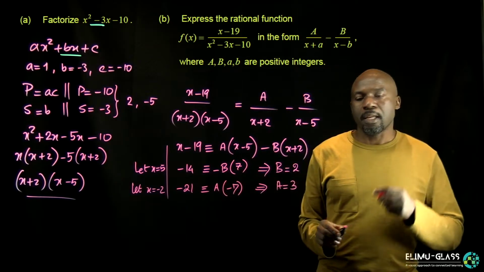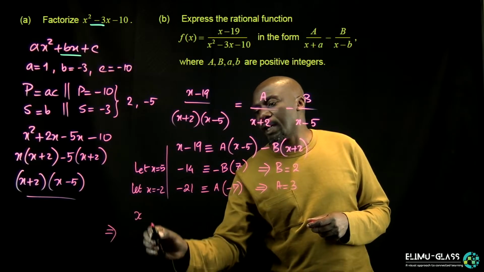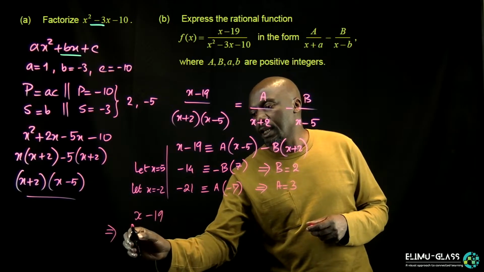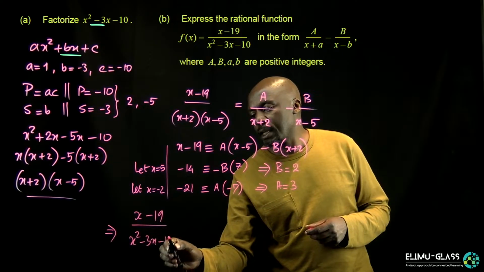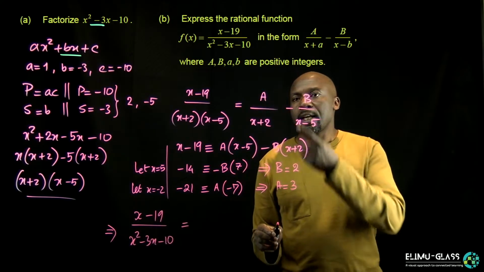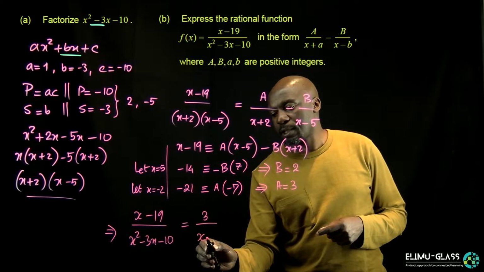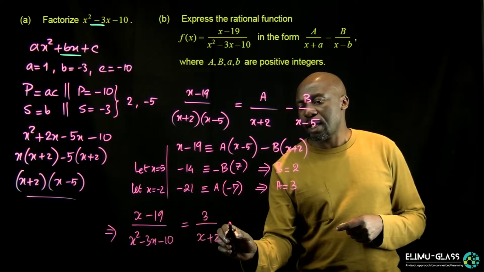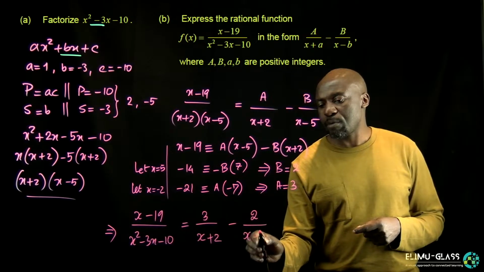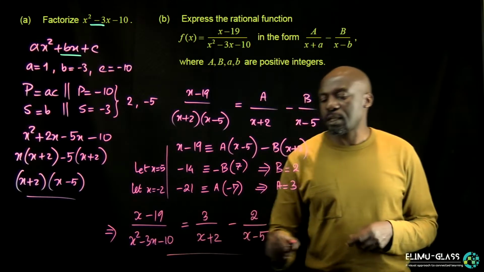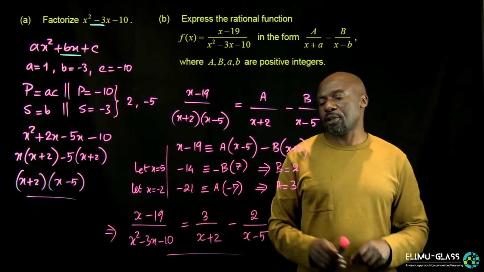And this means that our partial fraction expression, so this implies that x minus 19 divided by x squared minus 3x minus 10 can be expressed as, our value of a is 3, so 3 over x plus 2, minus the value of b is 2, so 2 over x minus 5. And we have expressed our rational function as partial fractions.